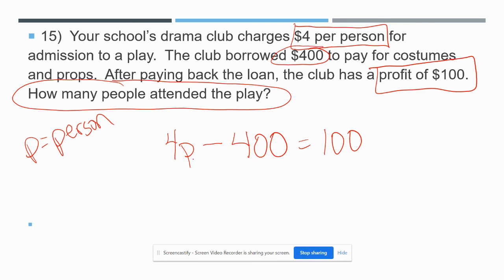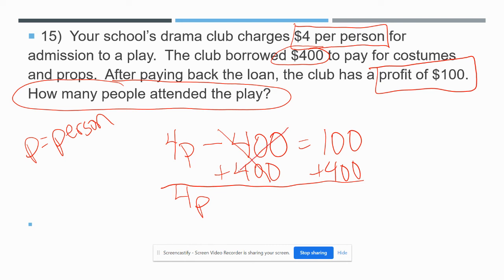All right. There's no like terms to combine. So we're going to start with moving the 400. The opposite of subtracting 400 is adding 400. We're going to add 400 to both sides. Bring down your 4p. Negative 400 plus 400 is 0. We don't have to write that down. And then 100 plus 400 is 500.